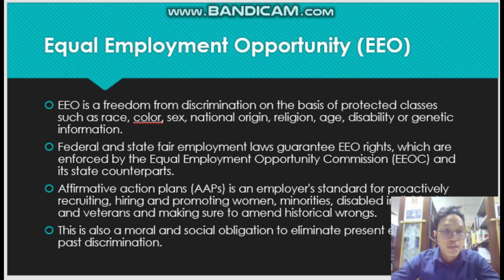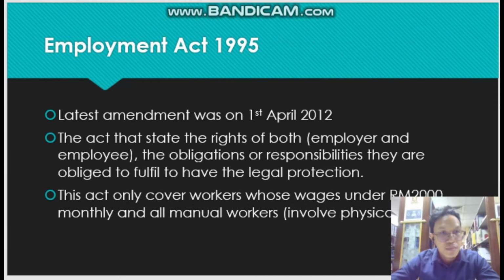Affirmative Action Plans (AAPs) are an employer's standard of proactively recruiting, hiring, and promoting women and minorities, disabled persons, or veterans, making sure to amend their historical wrongs. This is also a moral social obligation to eliminate present and past discrimination.